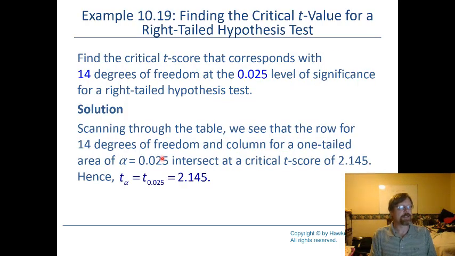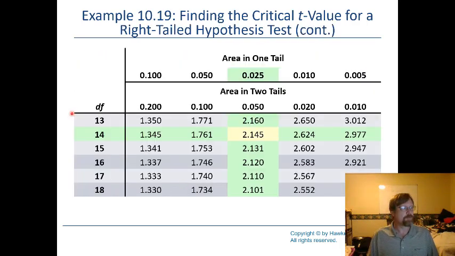All right, so let's find the critical t-score that corresponds with 14 degrees of freedom, meaning we had 15 samples, at the 0.025 significance level for a right-tailed hypothesis test. So right-tailed means we only want one tail. So let's see, we want 14 degrees of freedom and a one-tailed test. They intersect at 2.145. So there's 14 degrees of freedom, 0.025 one-tailed, intersect right there.